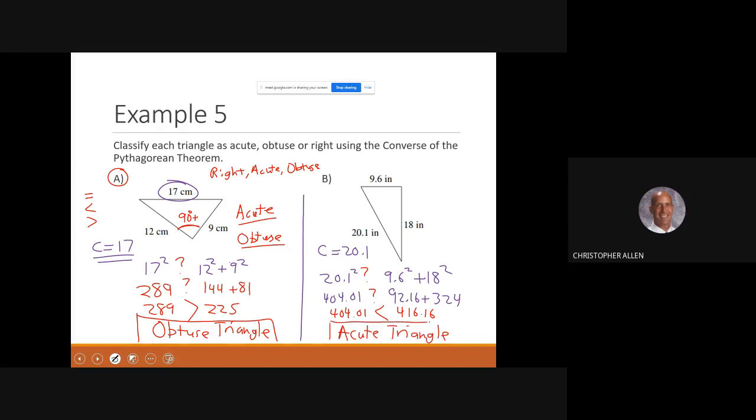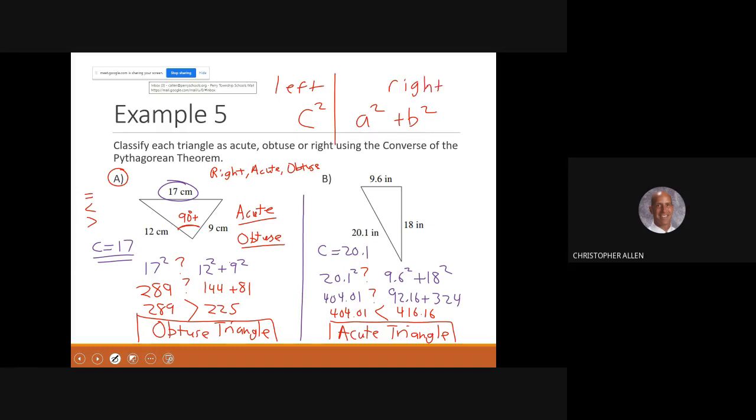Now, guys, one final comment here about this converse of the Pythagorean theorem. On the converse of the Pythagorean theorem, you do the c squared and then the a squared plus b squared over here. So this is on the left, and this is on the right, right? So it's either equals, it's greater than, it's less than, but you do the hypotenuse on the left, and the a squared plus b squared on the right.